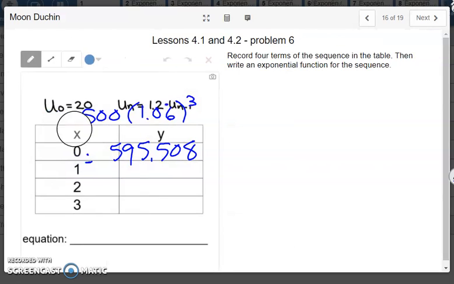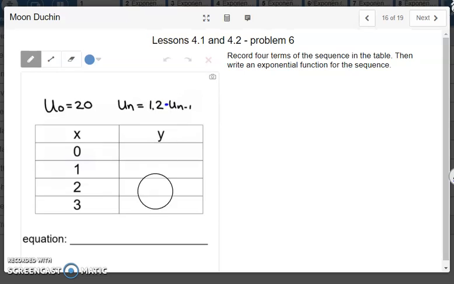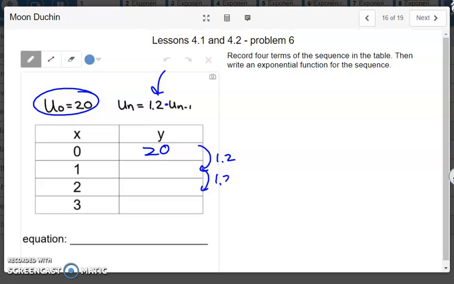In problem 6, as I said, 6, 7, and 8 are all worth 4 points. So this one's 2 points for the table, 2 points for the equation. Our starting value is 20, and we are multiplying by 1.2 each time to get to the next answer.